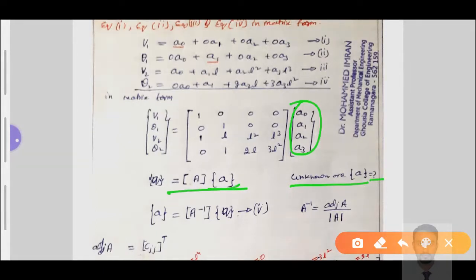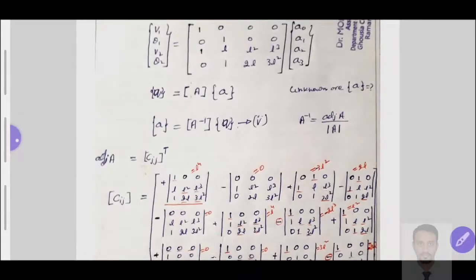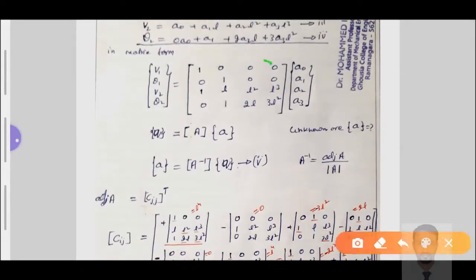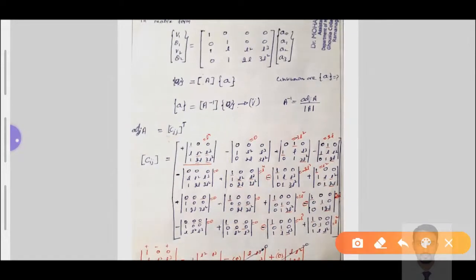Rearranging this matrix, a equals A inverse times q. We know that the A inverse matrix equals the adjoint matrix divided by the determinant of A. We need to find both the determinant and the inverse of this matrix. We know that it is a 4 cross 4 matrix. Now we look at how to find the adjoint of this matrix.